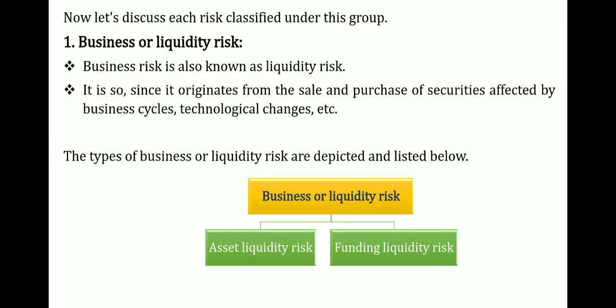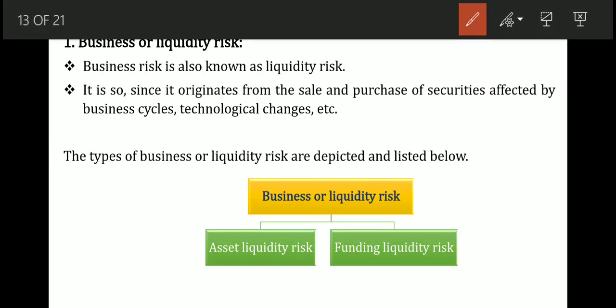One is asset liquidity risk and the second one is funding liquidity risk. Under business or liquidity risk, we have two types. One is asset liquidity and the second one is funding liquidity. See here, a very simple concept.